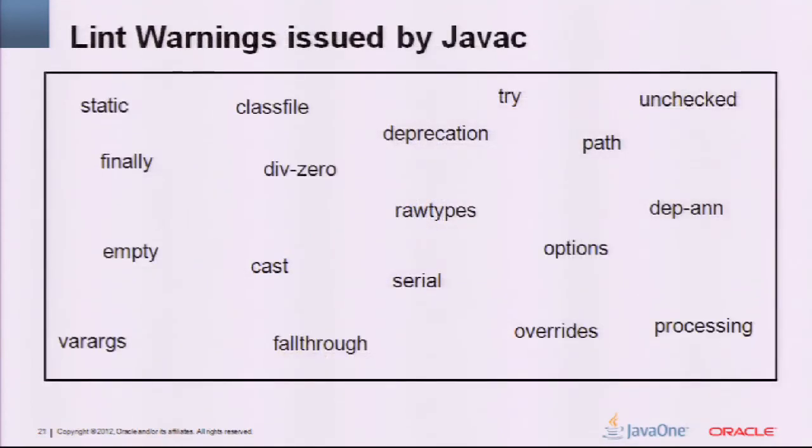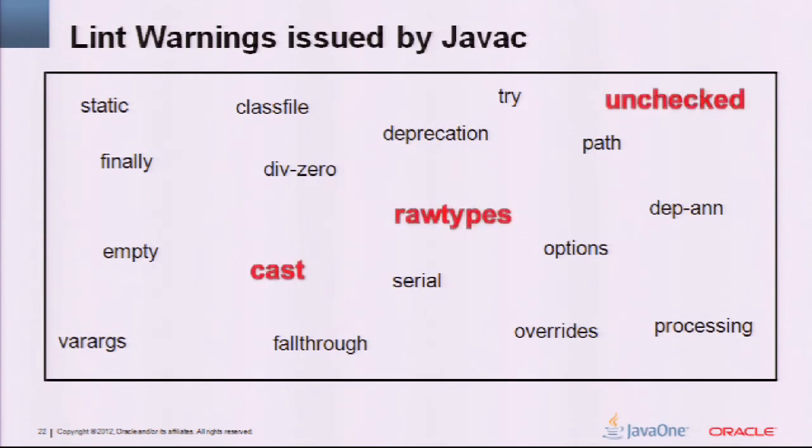This is a list of the lint warnings that Javac gives you. So lint warnings is basically anything suspicious going on in your code. You have finally, which tells you if your finally block is not going to end properly. You have divzero if you're doing a division by 0, and so on.